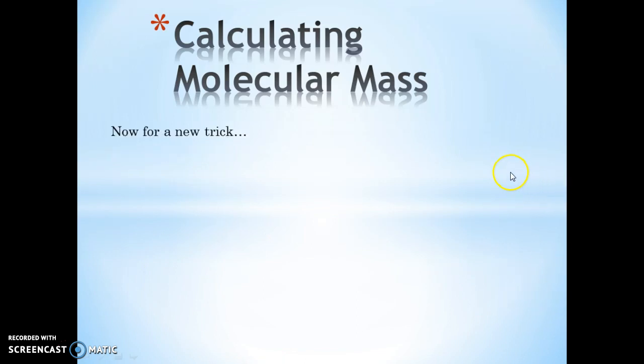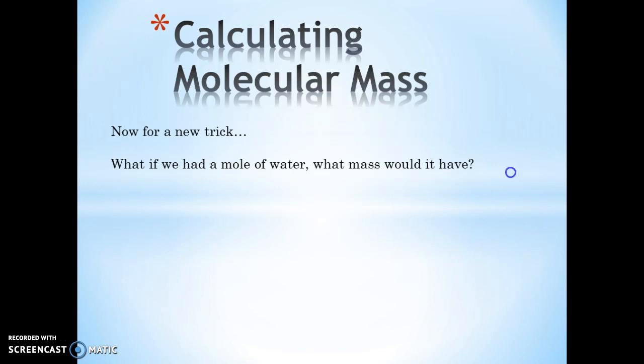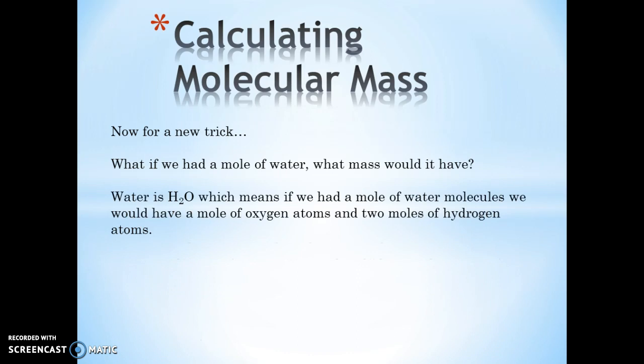Our new thing then is, what if instead of a mole of an element, we had a mole of a compound? So I have a mole of water. What mass would that have? Well, water molecules, H2O, are made up of 2 hydrogens and 1 oxygen. And so if I had a mole of water molecules, I would have 2 moles of hydrogen atoms and 1 mole of oxygen. So to find the mass of a mole of water, all I would have to do is add up all the parts that make it up.